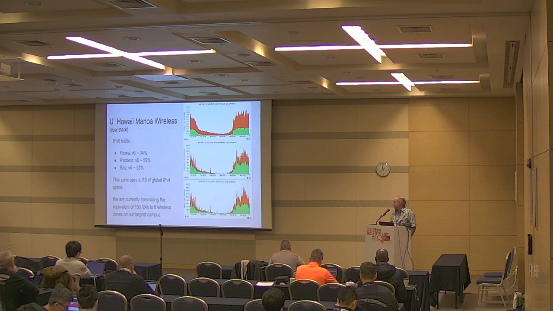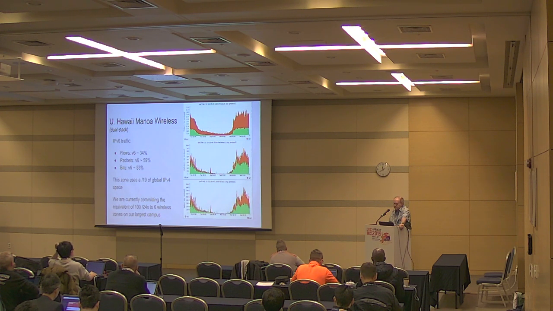So this is three graphs from 11 days ago on the UH network, from a wireless zone on our campus. The top graph is flows per second. Green is IPv6, red is IPv4. The top graph shows that flows per second in IPv6 is about 34% of all flows.